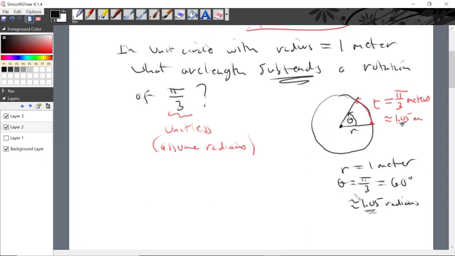If we're not in the unit circle, then we can use the formula that associates the angular measure to the arc length. So let's take a look at that.